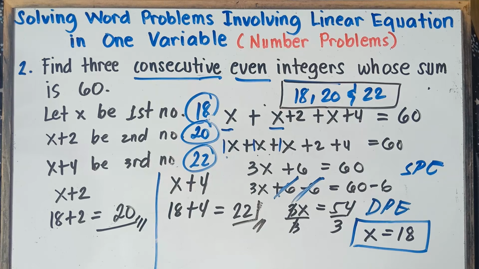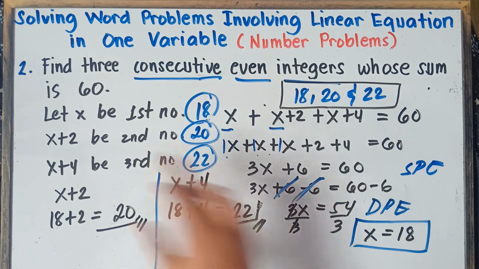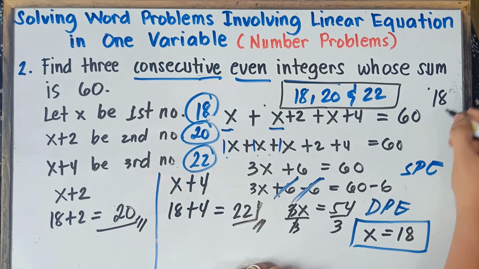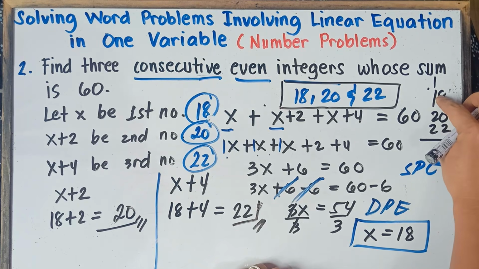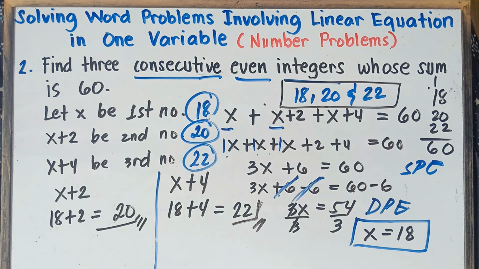Alright, so we can check our answer, class, by simply adding the 3 consecutive even integers. So let's check if we get 60. Alright, let's do that. So this will be 18 plus 20 plus 22. 8 plus 2 is 10. 0 carry 1. 1 plus 1 is 2. 2 plus 2 is 4. Plus 2, that would be 6. 60. Yep. We got the right answer, class. 18, 20, and then 22.